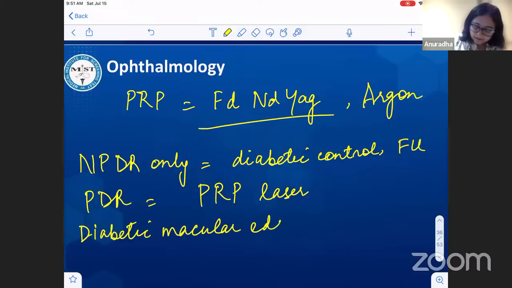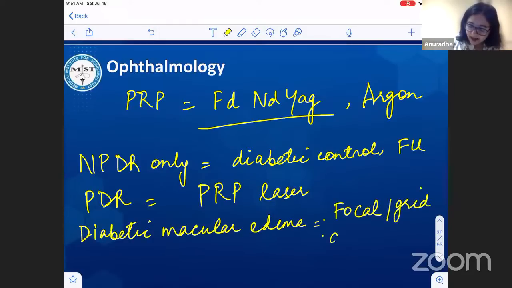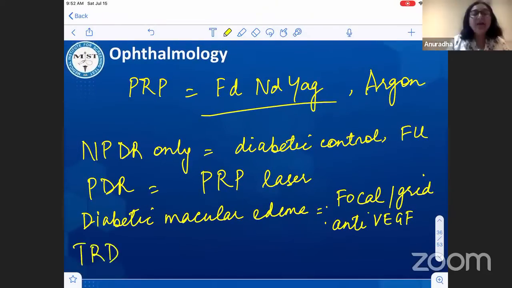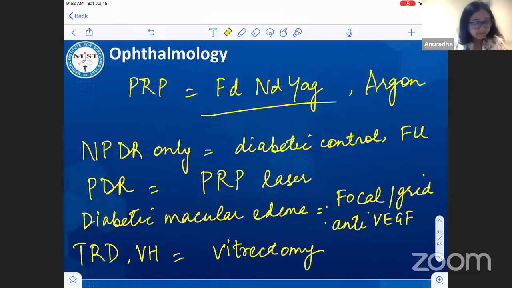If it is diabetic macular edema, then we do either focal or grid laser or anti-VEGF injections. And if there are complications like tractional retinal detachment or vitreous hemorrhage, then we need to do the pars plana vitrectomy. Okay? So this is the summary of the treatment in a case of diabetic retinopathy.